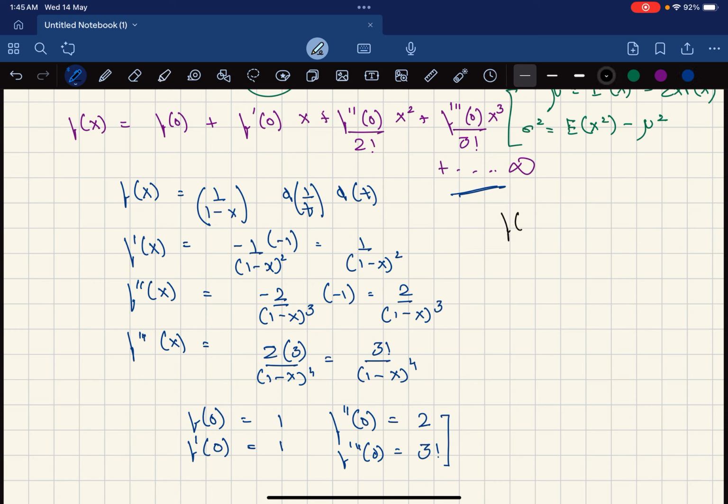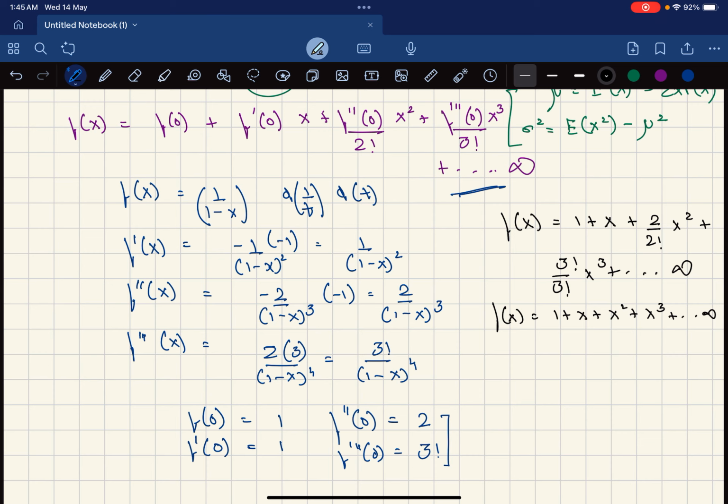So let us say we have f of x equal to f of 0, which is 1, plus f derivative at 0, which is 1, into x, so we are left with x, plus the double derivative of f at 0, which was 2, so we have 2 upon 2 factorial x square, plus 3 factorial upon 3 factorial x cube, and so on. So if you look at it, this becomes a generic series 1 plus x plus x square plus x cube till infinity.